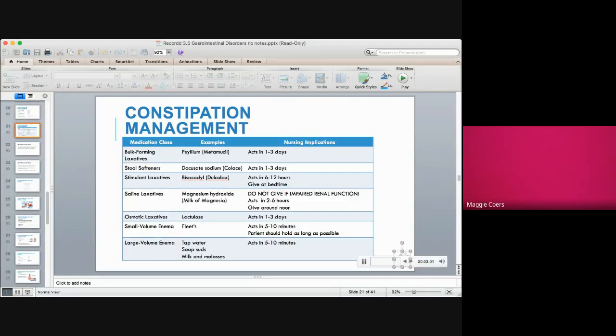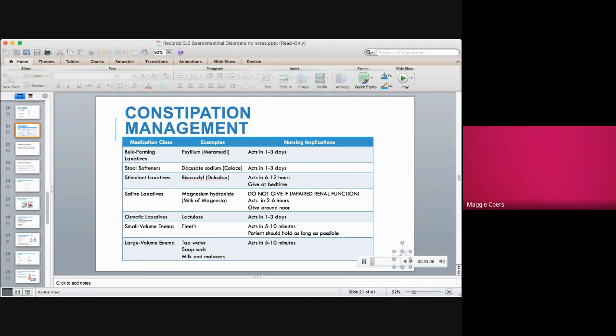All right, so here is medications. Okay, the class, some examples, and the nursing implications for those particular medications. So Metamucil we discussed. People can take Metamucil as a daily prophylactic, or sometimes patients will take Metamucil when they start to feel a little constipated.